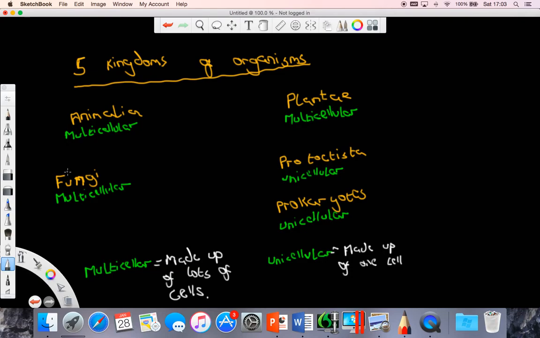Now, Animalia, their cells do not have a cell wall. So you may be given a picture of a cell and asked to classify what kingdom you think it's found in. And if it doesn't have a cell wall, it could be that it is an animal. Okay? If it is multicellular and it has no cell wall, chances are that it is in the kingdom Animalia.